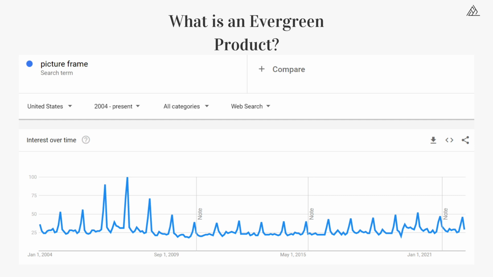A good example of an evergreen product is the picture frame. You can see that the sales are steady throughout the year, and those spikes are probably caused by holidays like Christmas, Valentine's Day, and so on, but that doesn't mean that this product is seasonal because the sales are steady throughout the year. And if you're selling a giftable product, you can expect to see spikes in sales during holidays. So you want to make sure you calculate your inventory accordingly and have enough stock to support those sales.